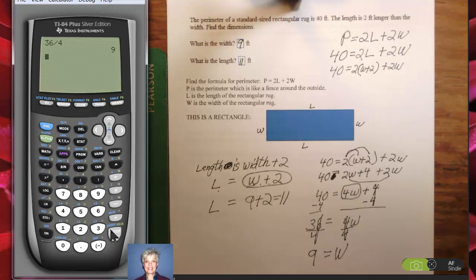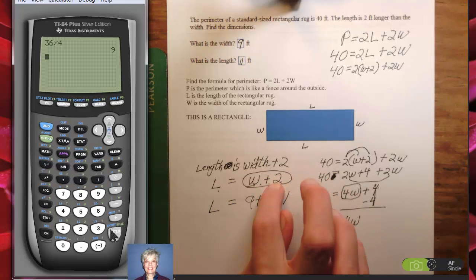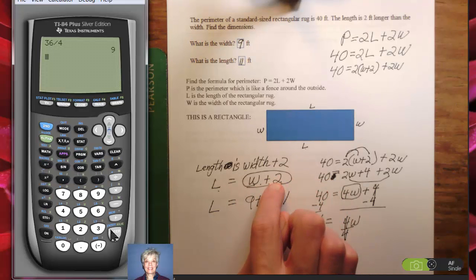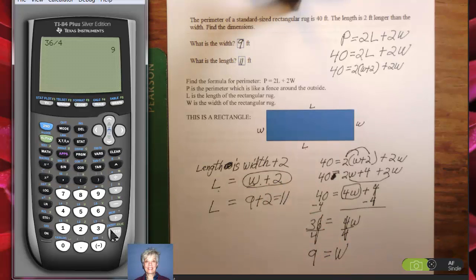We say that the length is being given in terms of the width. That means you can write L equals and then something with a W, an expression with a W. That's called the length in terms of the width. As long as you've got the length in terms of the width, you can write length as width plus or minus something, or if it were a different problem, maybe times something.